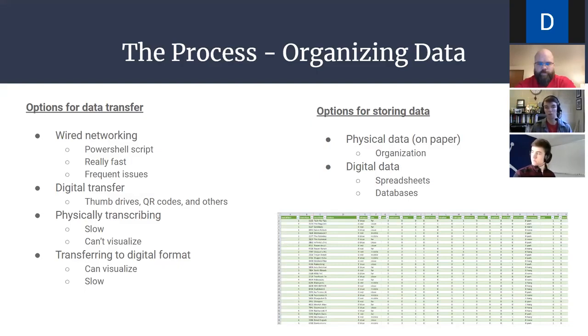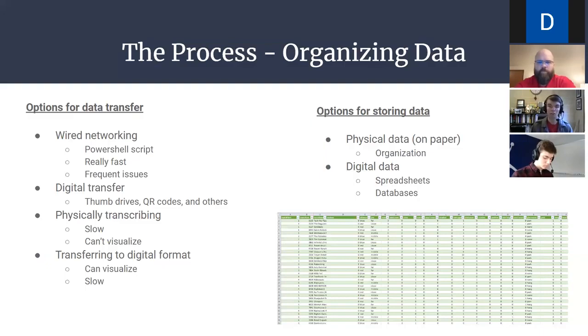Of course, writing all of it down, as well as you can't visualize it using digital tools. And then transferring to a digital format. So this is if you have physical data and you want it to be in a digital format. This would be like taking a laptop and reading the data and typing it into an Excel spreadsheet or something. And that way you can visualize it, which is helpful, but it can be slow as well, like the last method, just being physical data and having to manually type in numbers.